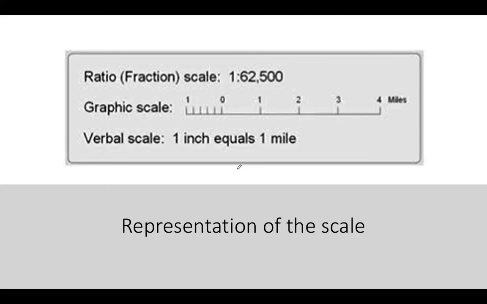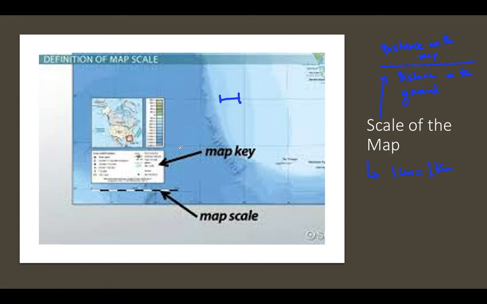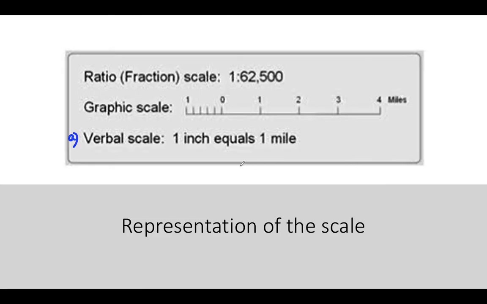Now, representation of the scale. The scale on a map can be represented in 3 ways. The first one is verbal representation. What is verbal representation? It is very simple. Just like the example I gave you, 1 centimeter is equal to 1 kilometer, in a similar way it shows that 1 inch equals 1 mile.